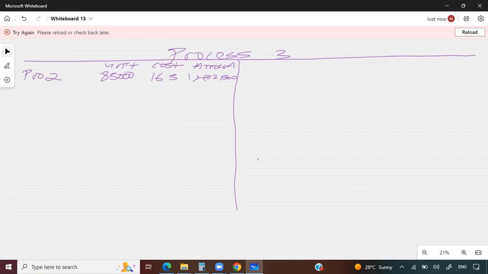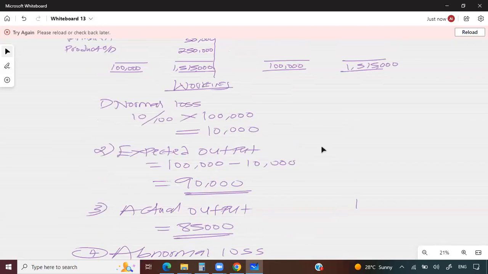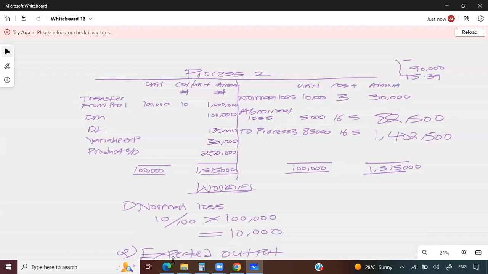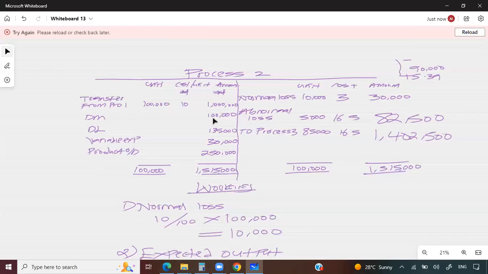Please, the process 2, the direct material. Is there no cost for it? There's direct material, there's cost for direct material. Direct material is 100,000. So it's not in units. No, it's not in unit, it's in value. This is 100,000 as well.